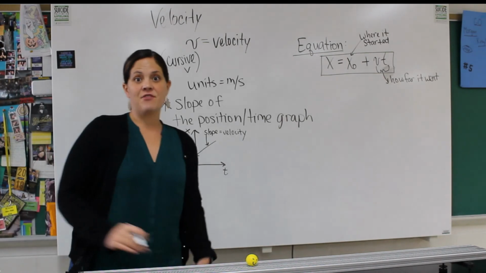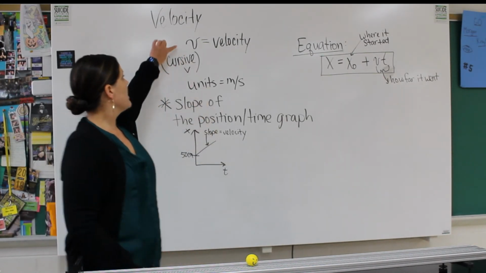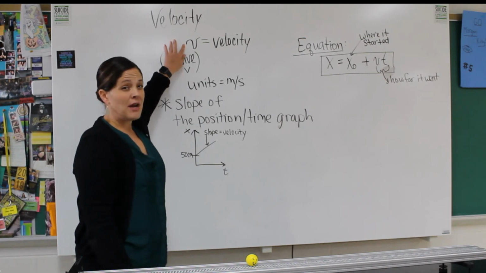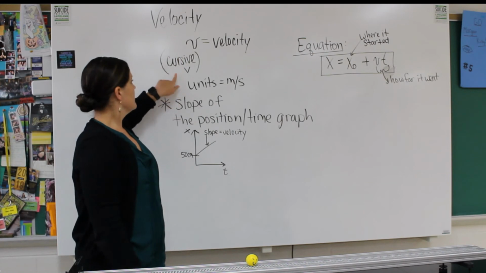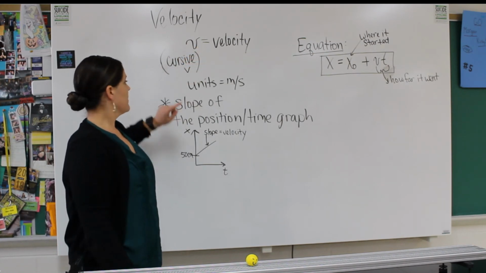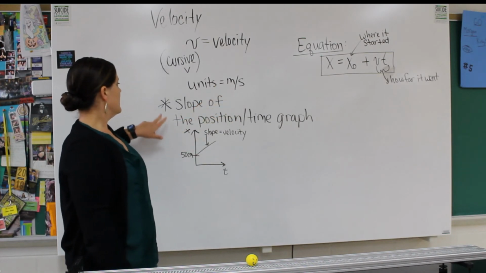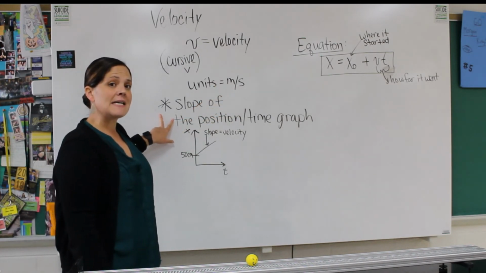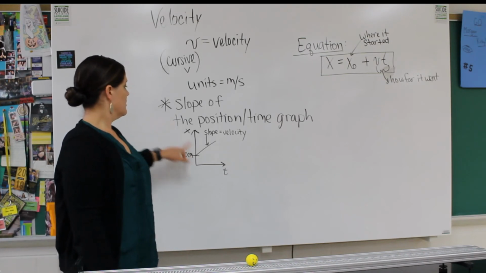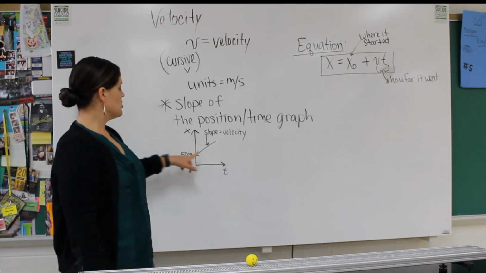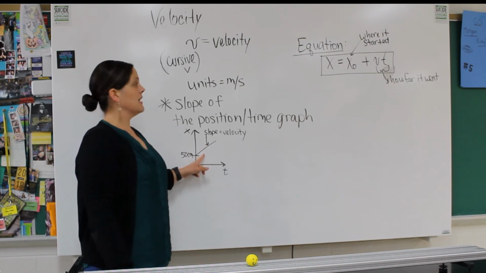Okay, let's discuss velocity. Velocity I'm going to often represent with a cursive v. I try to write it that way most times. Sometimes I forget, but mostly that's how I write it. The units for velocity are meters per second, and we can find velocity by finding the slope of the position-time graph. Look for the slope of that line. That will give you velocity in meters per second.